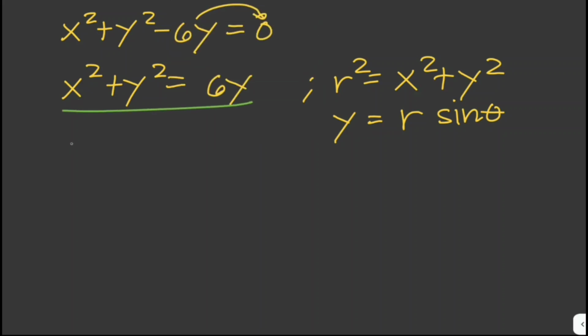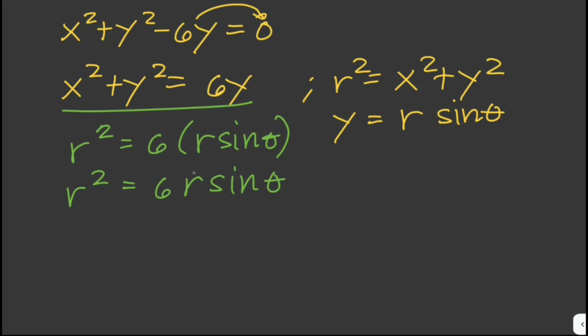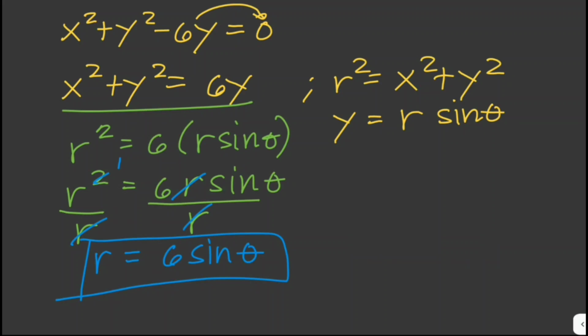So x squared plus y squared is just equal to r squared, and then 6 times y, which is r sine theta. Then we have r squared equals 6r sine theta, and then we divide both sides by r. This cancels out. Then we have r equals 6 sine theta. So this is our equation now in its polar form. Alright, let's solve another one.